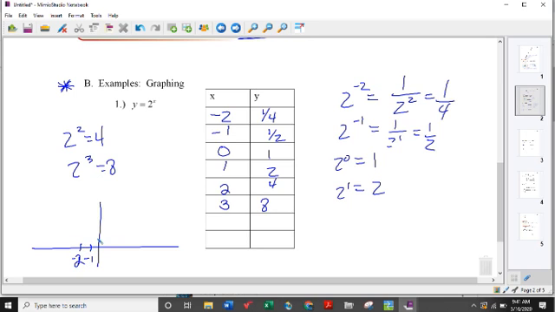So -2, 1/4 would be about here. -1, 1/2 would be here. Here's 0, 1, 1, 2. Notice this is that b. The base is 2, so 1, 2 is in my graph. And then 2, 4, and 3, 8 would be up here somewhere. So it starts close, and then it really starts to jump. So there's your exponential growth.